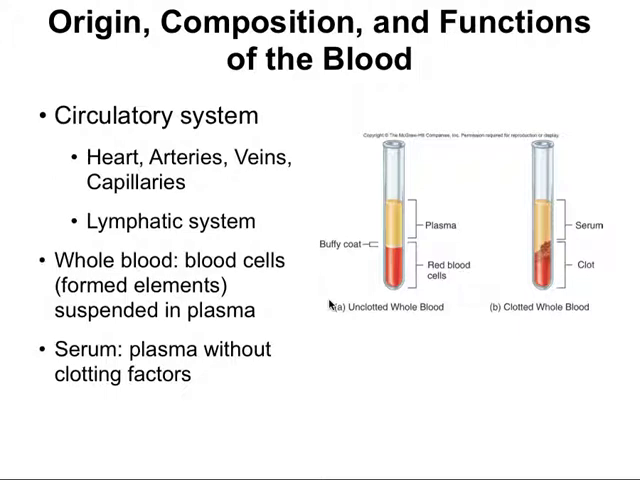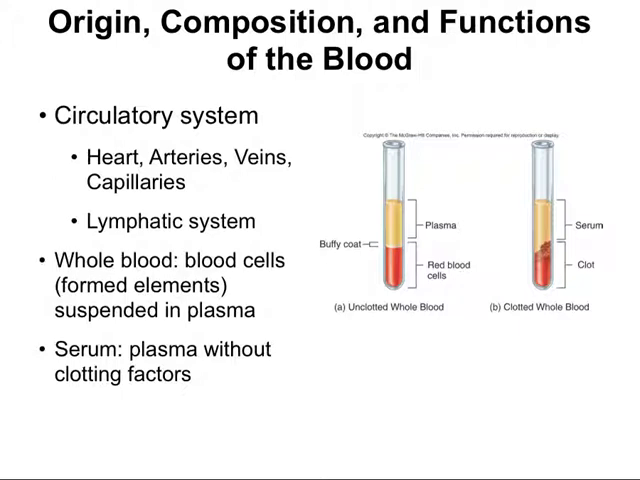So now let's take a closer look at blood. We'll be looking at how it's formed, what it's composed of, and the various functions of the different cells. The circulatory system proper consists of the heart, arteries, veins, and capillaries, as well as the lymphatic system. When we consider whole blood, we're looking at blood cells, or the formed elements, that are suspended in a plasma. The plasma is the liquid portion.